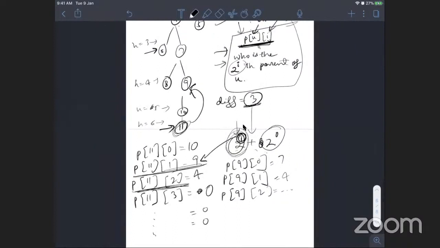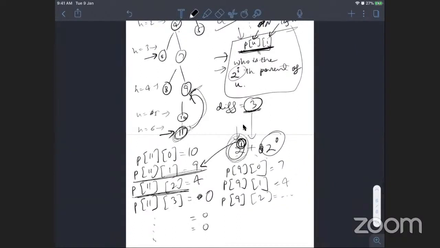So now, once we have climbed 2 steps up and we are at 9, now we'll ask 9, who's your 2 to the power 0th parent? So we'll refer to this value and go to 7. And we are done. So does everyone understand how we nullify the difference? Initially, the difference was 3, and now we killed the difference. How did we kill the difference?